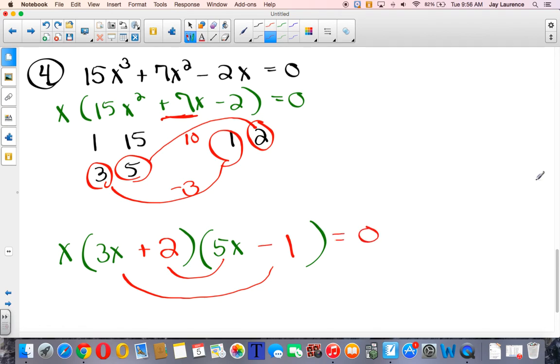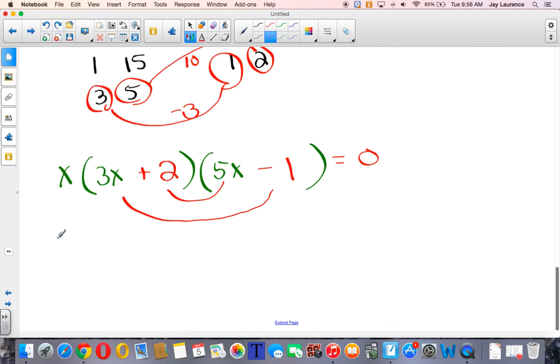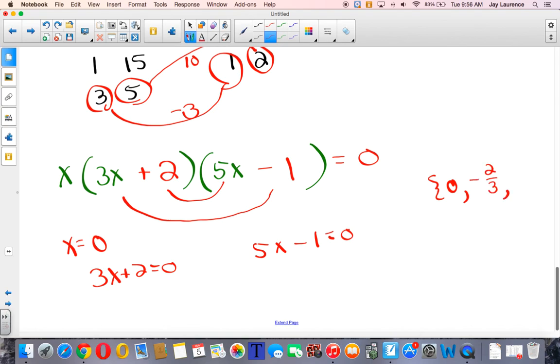So now I will have 3 solutions. I'll have to solve x equals 0. Well, that's a hard one. And there's my first answer. I'll have to solve 3x plus 2 equal to 0 and 5x minus 1 equal to 0. If I do that, I will get a negative 2/3 and a positive 1/5.